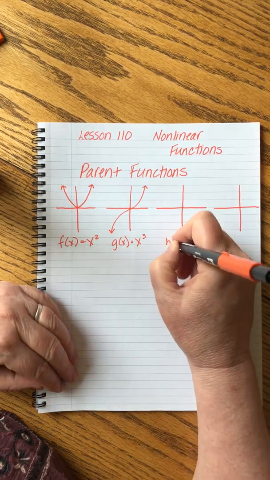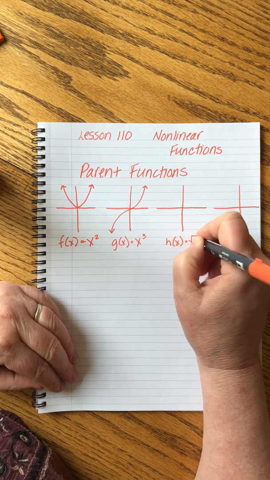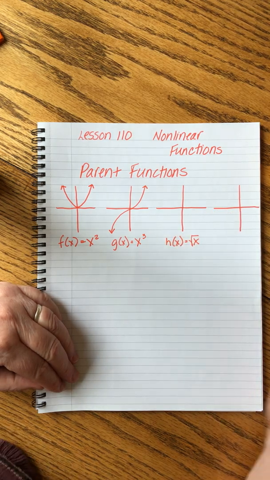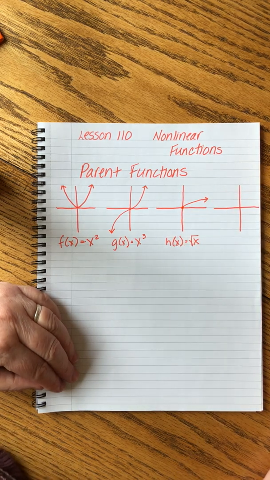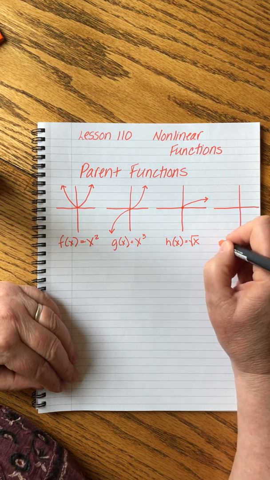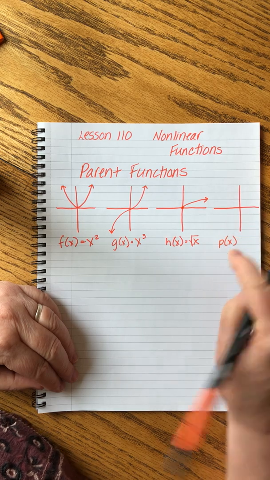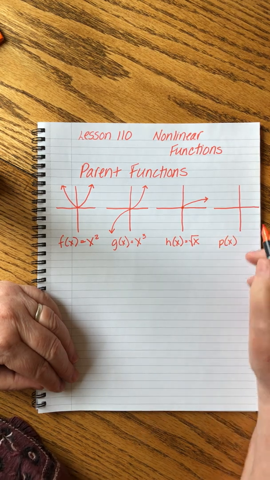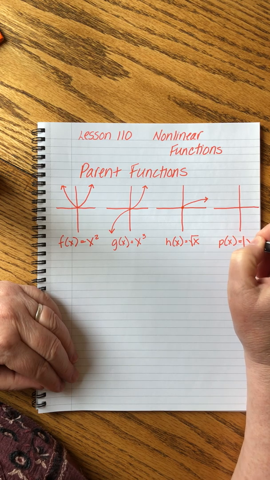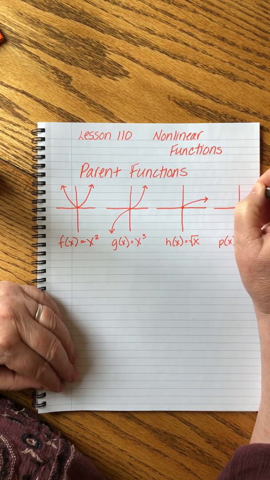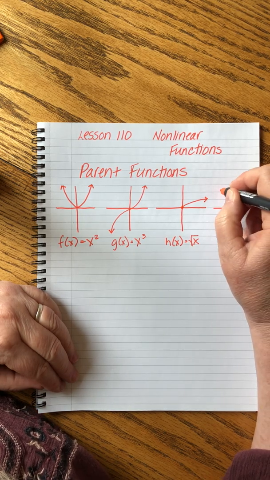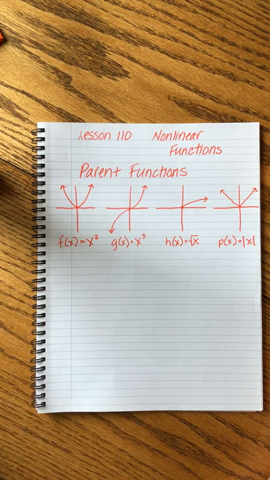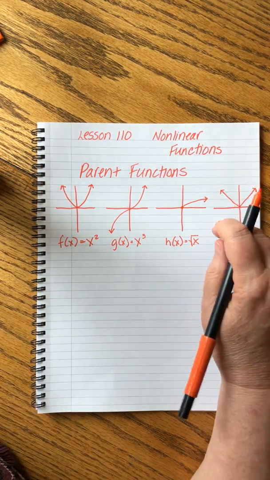This, the h function, is what we call the square root function, and that starts at the origin and shoots up and over, kind of like that. And then the last one is called the absolute value function. We're going to jump down and call that the p of x. And this is the one that looks like geese flying in formation. It goes right through the middle of the first quadrant and right through the middle of the second quadrant. Remember, these are quadrants and they're numbered 1, 2, 3, 4.